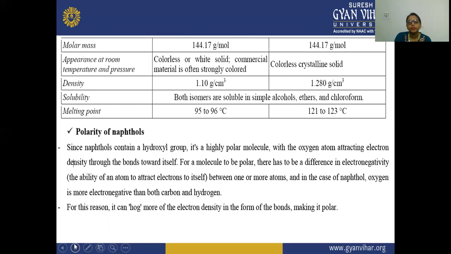Molecular mass, appearance at room temperature, melting temperature, density, and solubility are as shown. Polarity of naphthol: it contains a hydroxyl group, and the oxygen atom attracts the electron density, pulling the bond towards itself. For this reason, it hogs more of the electron density in the bond, making it polar.